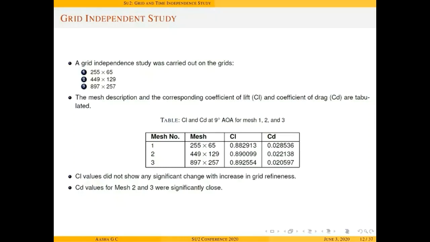We can see that the lift coefficient does not show any significant change with variation in grid refineness, and as far as drag coefficient is concerned, the values are close for mesh 2 and 3 and marginally different for mesh 1. Hence, it can be concluded that mesh 2 can be chosen without compromising the efficiency of the results.